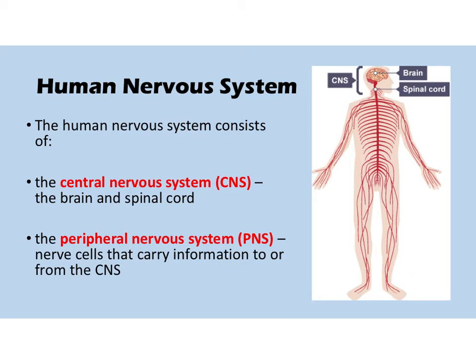So first off, let's look at the human nervous system as a whole. The human nervous system consists of 2 different types of nervous system. The central nervous system, which is the brain and the spinal cord, and the peripheral nervous system, which is the nerve cells that carry the information to or from the central nervous system. So the central nervous system is sort of like the main control, and then it sends information out to the peripheral nervous system that takes it round the different parts of the body.